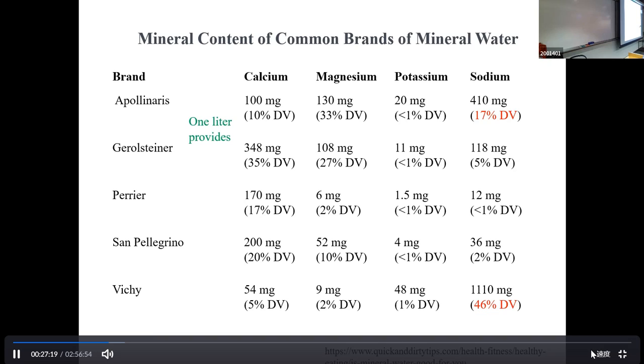So again, when you are talking about selection, then you have to be fairly careful. So this one, for example, 20% versus 2%. Different brands have different levels, depending on where they source the water, so they may have different level of minerals that you want, or minerals that you don't want.